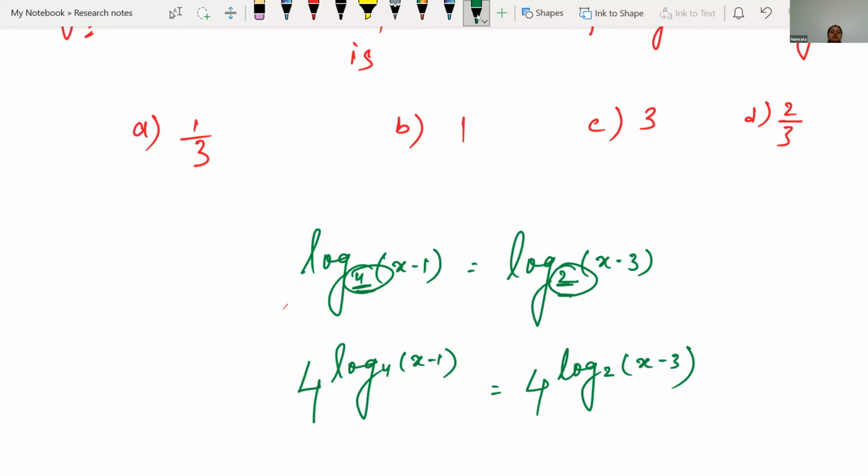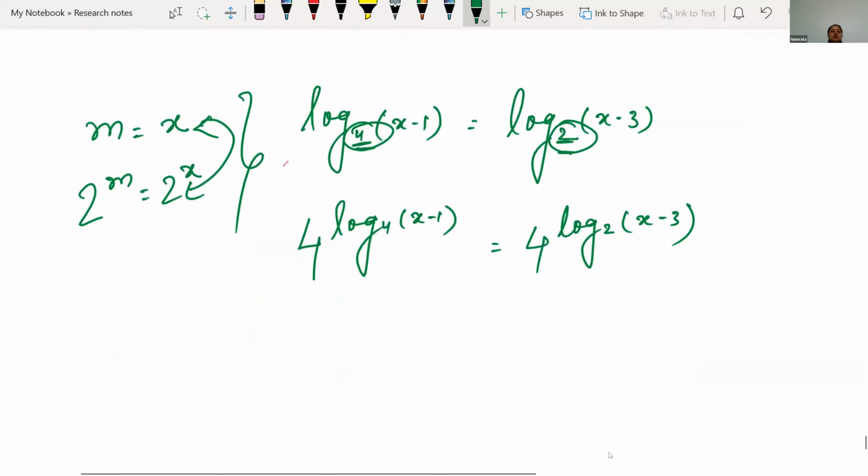Yes, ma'am. This can be done. If m is equal to, let's say, x, then I can write 2 to the power m is equal to 2 to the power x. Eventually this and this are the same, right? Yes, ma'am. So that's what we are doing over here. Now here 4 to the power log 4, this will just cancel each other, and we will be having only x - 1 over here, right?